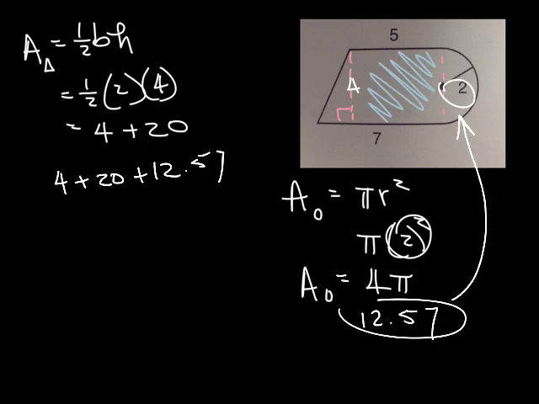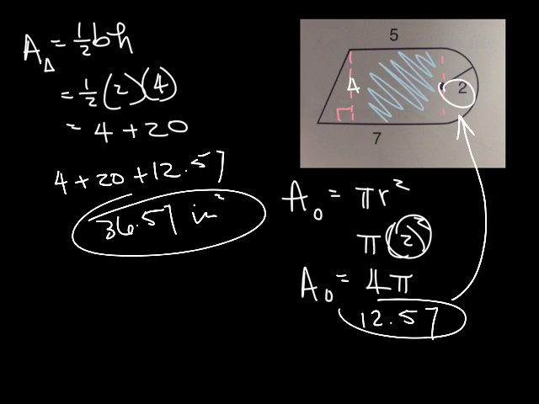And when I add those up, I get 24 plus 12.57, which gives me 36.57 square inches. So that's what I get.